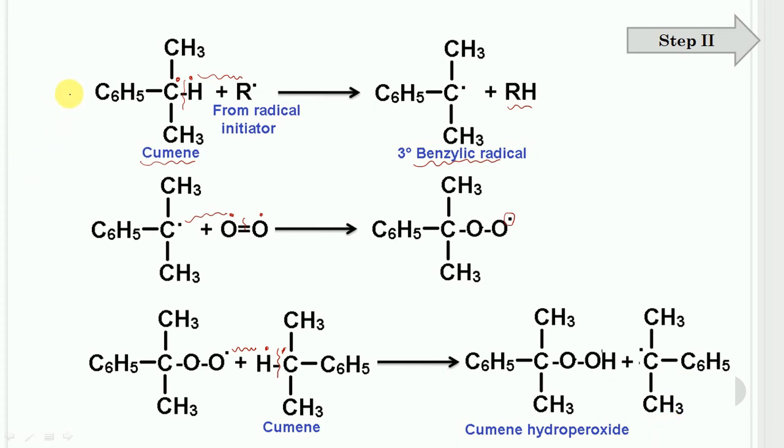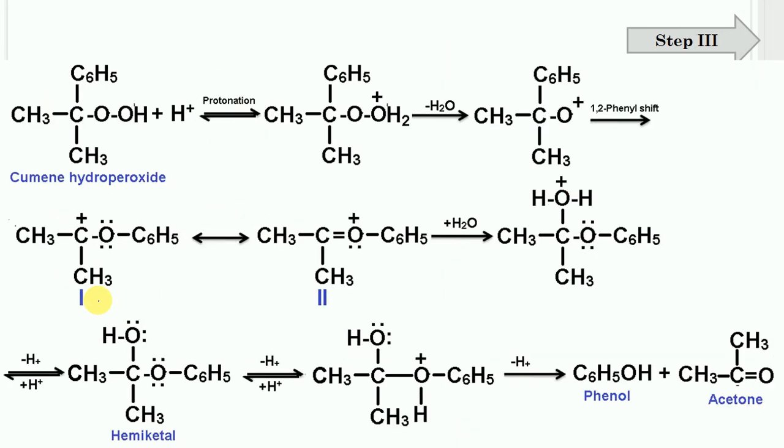So this one is the chain initiation step, and these are the chain propagation steps. So it is the conversion of cumene into cumene hydroperoxide. Then the third reaction involves acid catalyzed rearrangement of cumene hydroperoxide to phenol and acetone. It will further involve various steps.